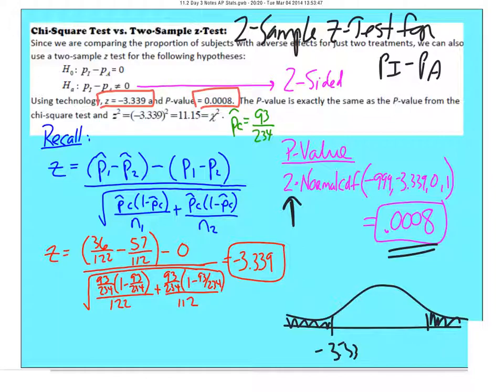Feel free to use any method if it's a test of homogeneity with just 2 treatments. If you want to use the 2-sample test instead, you could.